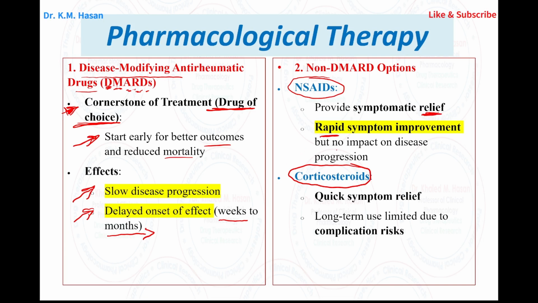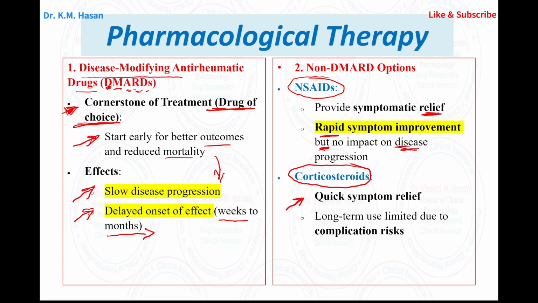Ibuprofen, celecoxib, naproxen, piroxicam, a list of medications. But there's no effect on the disease progression. As you can see here, the DMARD slows disease progression. What about non-DMARD? There's no effect on the disease progression. Okay, the same applies for the corticosteroid. Corticosteroids present quick symptom relief.